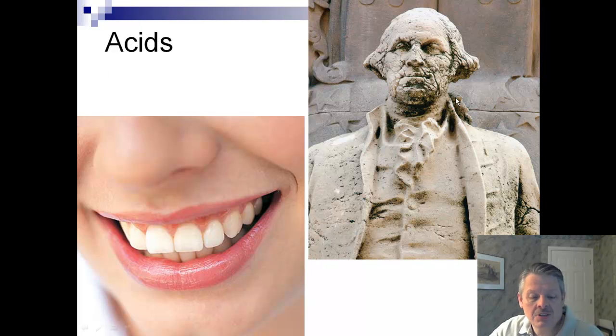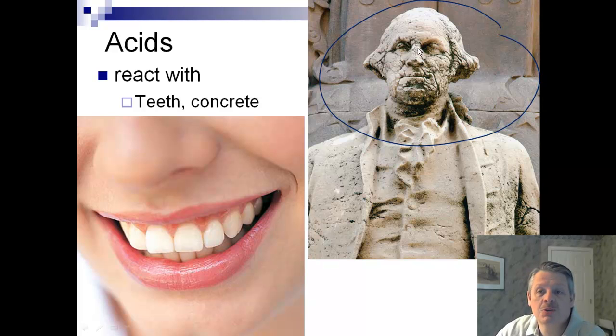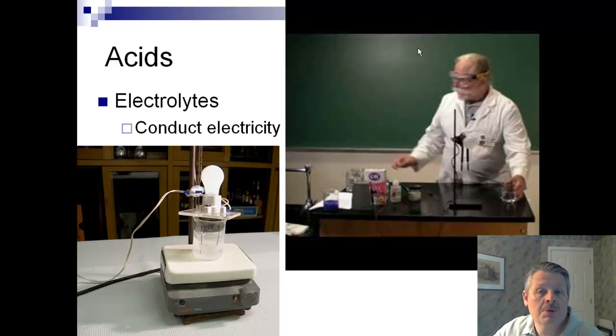Now, acids can also react with things like your teeth, which I'm not going to show you a picture of, tooth decay. I thought about that and just said, no, that's really nasty. But also, here's a statue of George Washington. He's seen better days. Again, the acid rain is corroding the concrete. So acids are all around us, and they can really affect the things that are around us. Now, you also know that acids are strong, like HCl is a strong electrolyte. We talked about that in a previous podcast.